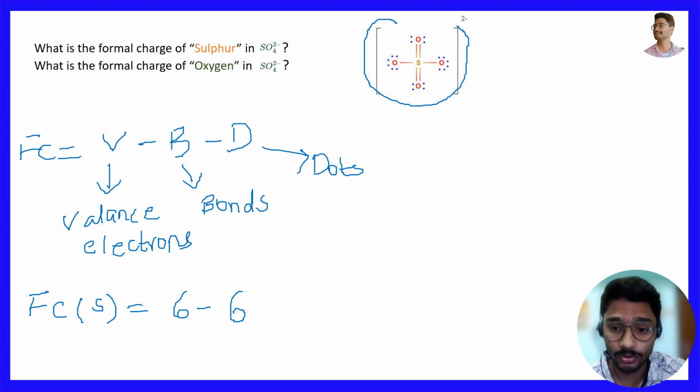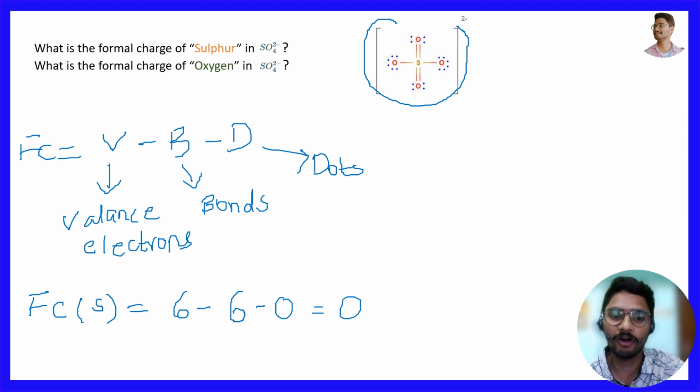Absolutely, there are no dots, right? So we are going to subtract 0 dots from it. So 6 minus 6 is what? Is 0. So what we can say is the formal charge of sulfur in SO4 2 minus is 0.